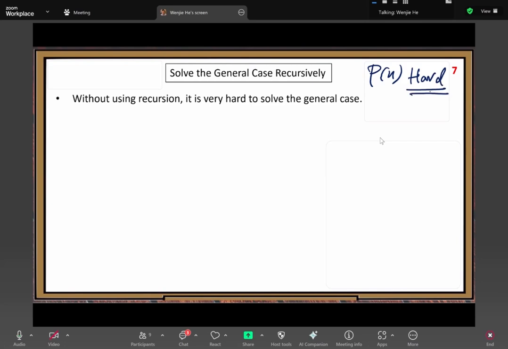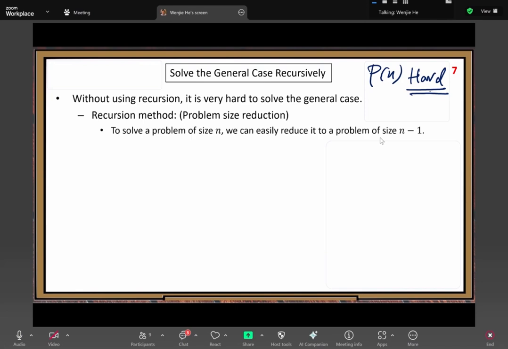Now you can see the recursive way actually is an easier way for us to find a solution. Otherwise, we don't know how to solve it. But if we use the recursive way, now we can see it's doable. By recursion, it's doable. All right. Let's look at the implementation here.